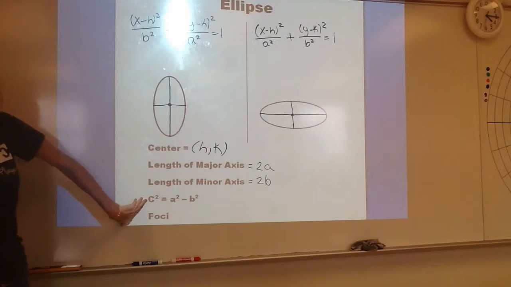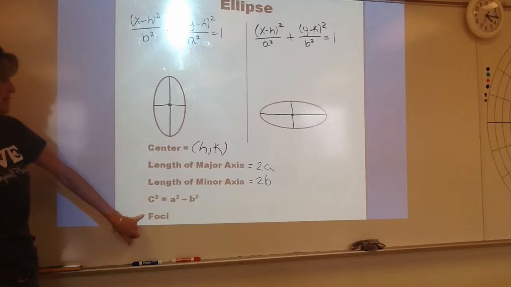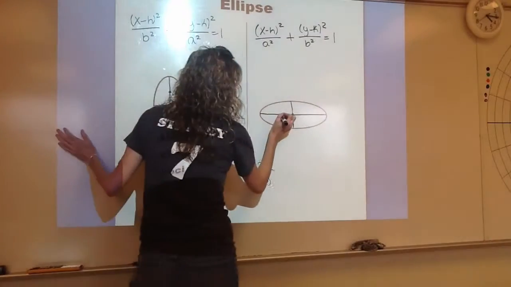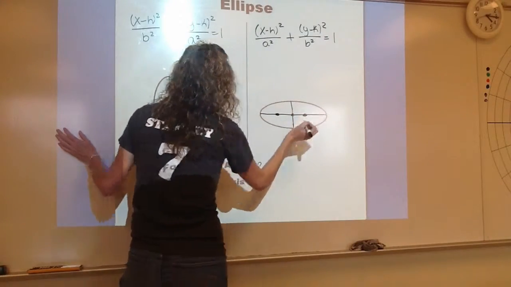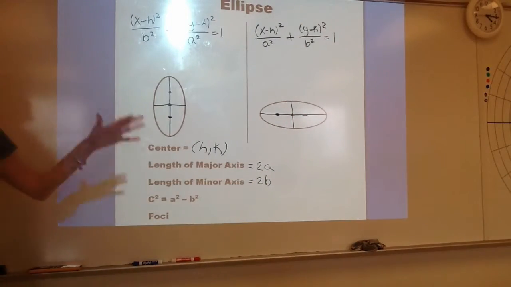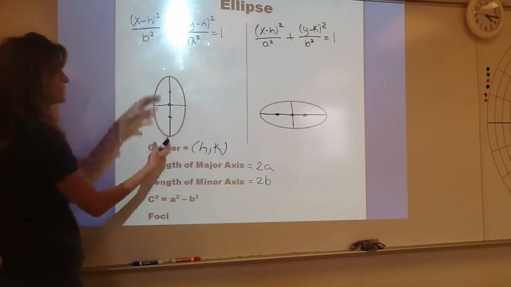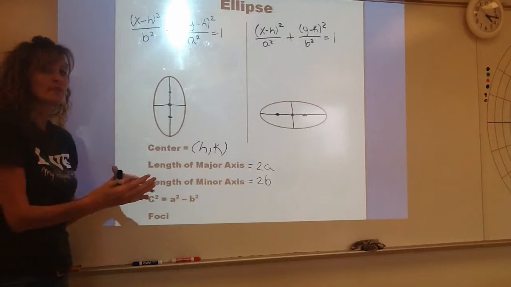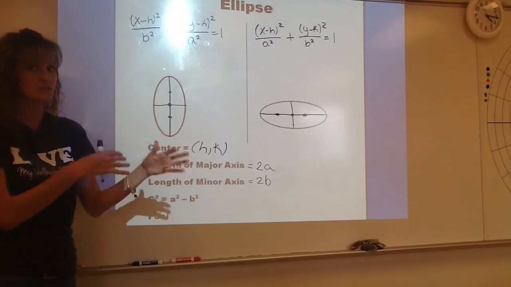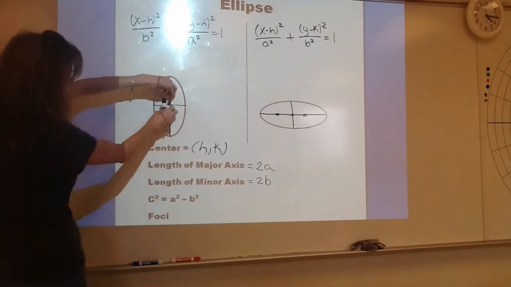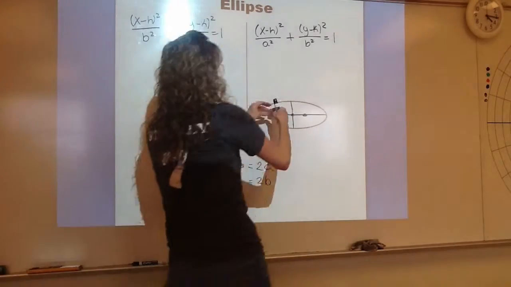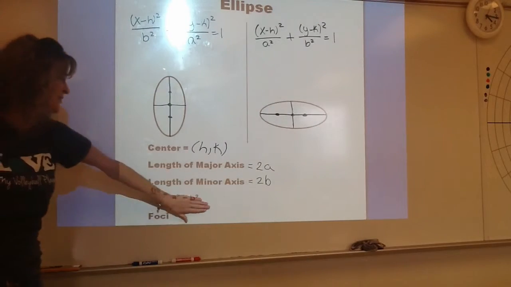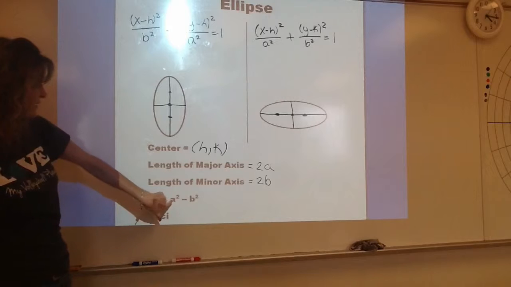Now I need to find c. C is going to be used in my foci. My foci are a distance on either side, the exact distance on either side of my center. And so it depends on whether I'm stretched vertically or horizontally which formula I use. It's the same formula, it's just adding or subtracting to the x or adding or subtracting to the y. Of course, this one would be adding or subtracting to the y, and this one would be adding or subtracting to the x. But first I have to find c, so I use this formula: a squared minus b squared.